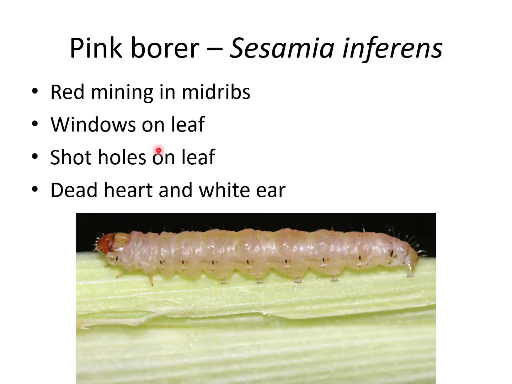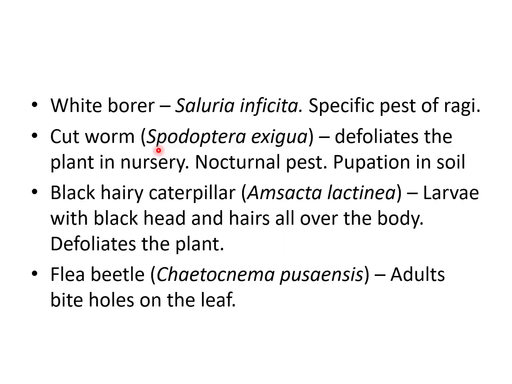Pink borer, as we discussed in the case of Chilo partellus itself, we can see the midrib tunnel by the young larvae. We can see transparent windows. It scrapes the upper surface. There will be transparent windows. We can see shot holes on the leaf. Dead heart and white ear symptoms are other typical features of pink borer. White borer, as I told you, is a specific pest of ragi. Cutworm defoliates the plant in the nursery. It's a nocturnal pest. It pupates in the soil. And then black hairy caterpillar, Amsacta albistriga. Again, it's a hairy caterpillar which defoliates the plant. The last one is Chaetocnema pusaensis. It's a flea beetle. The adults bite holes in the leaf. That's the typical feature. We can see shot holes on the leaf.